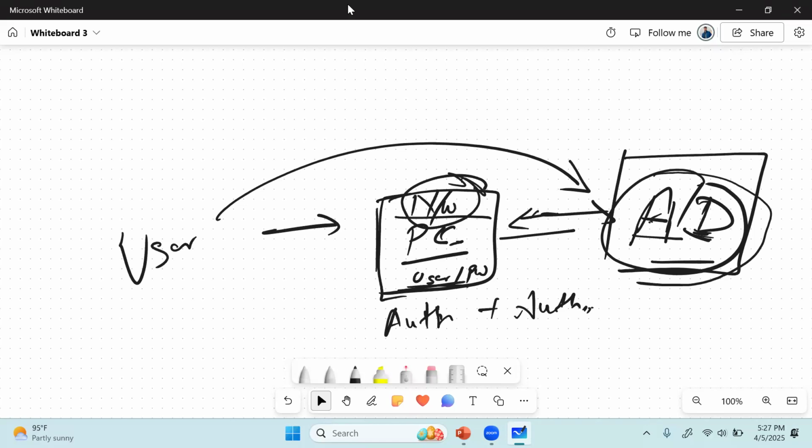Amit, could you please allow Sayam to unmute himself, if it's possible, please?